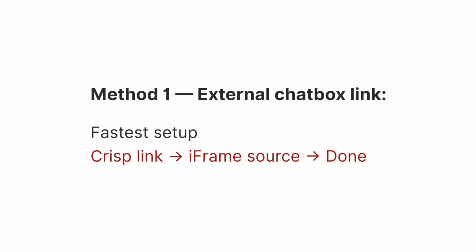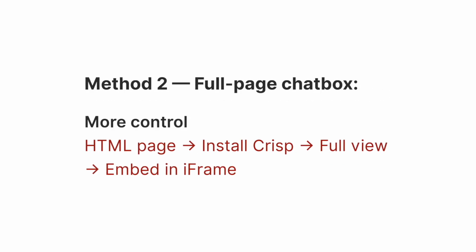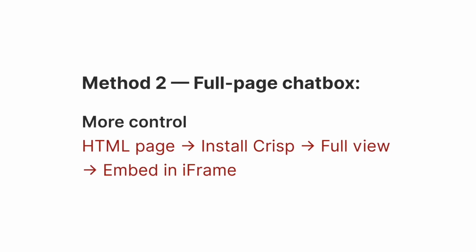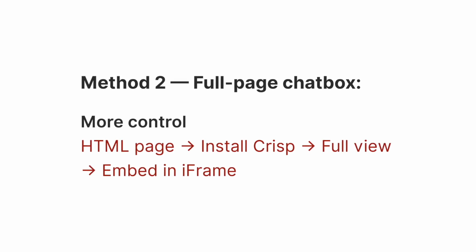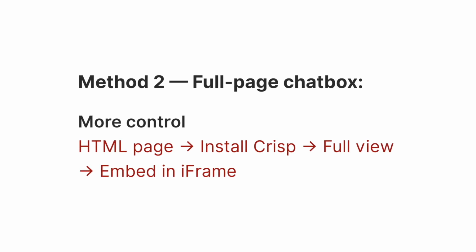So let's get started. There are two common ways to embed Crisp inside an iFrame. The first one is the fastest. You use the external Crisp Chatbox link directly as the source of your iFrame. The second one gives you more control. You create a dedicated HTML page, install Crisp on that page, force the chatbox to open in full view, and then embed that page inside an iFrame. Let's start with the simplest method.